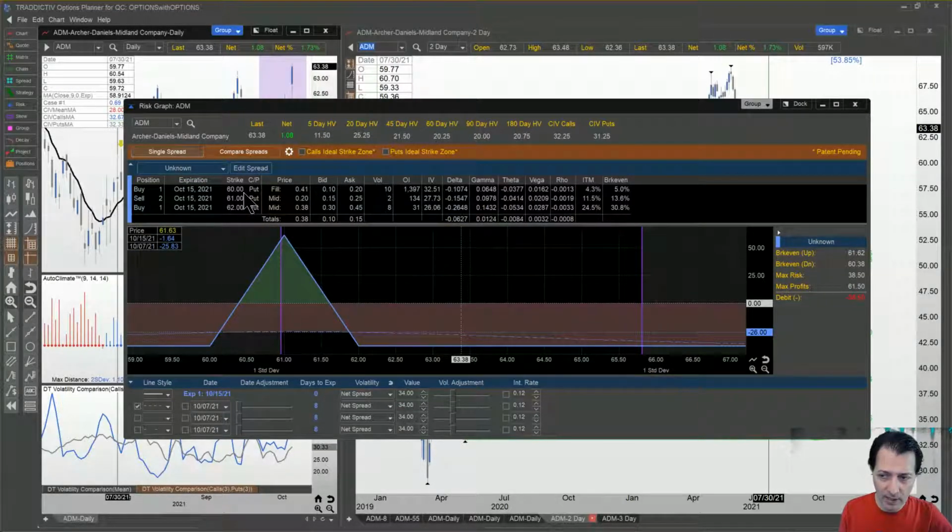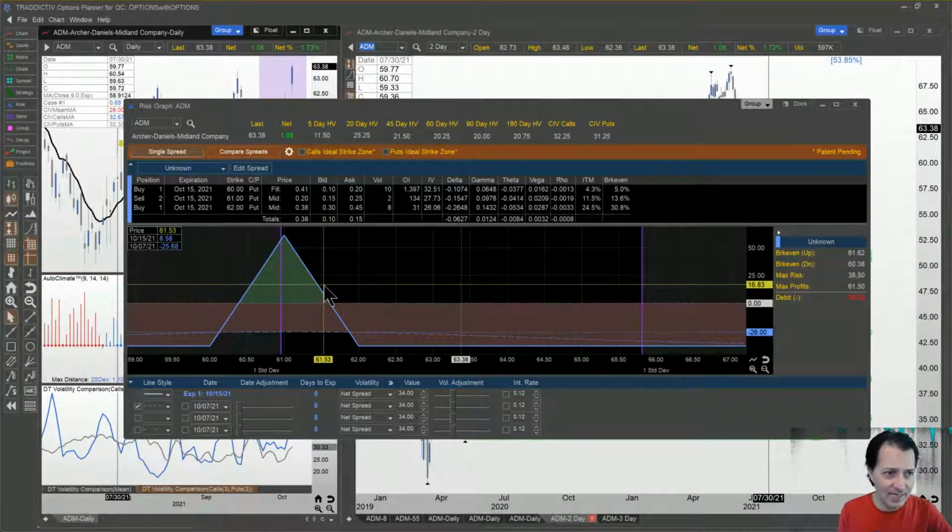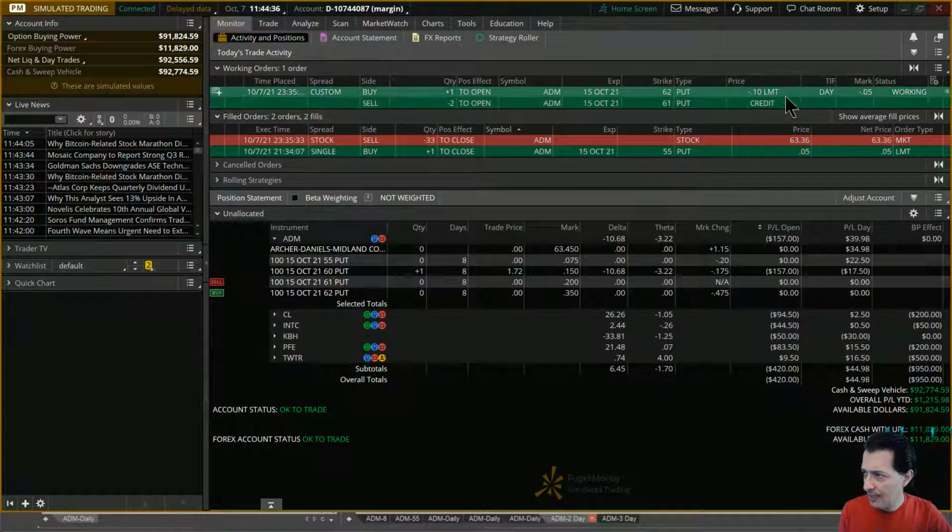We are waiting to get filled on the 261 puts and the 62 put, waiting to get filled at 10 cents. The current mark is 5 cents. So we will need the market to fall by a bit to give those puts just a bit more spice so we can sell them at 10 cents and get that fill. If not, this is a day order.